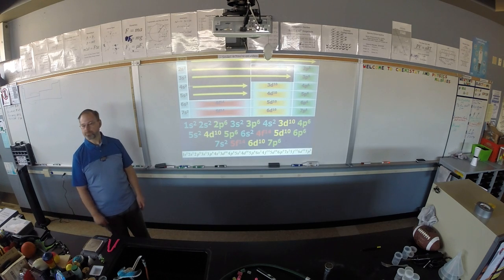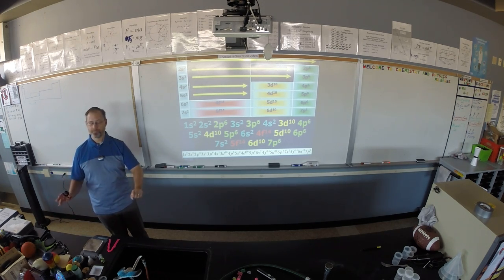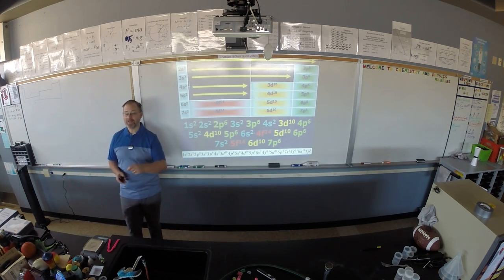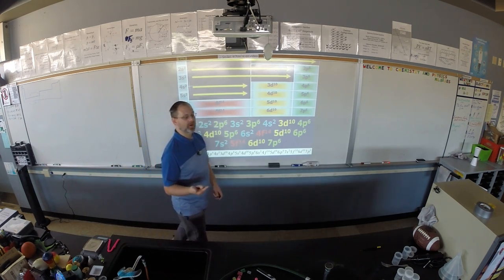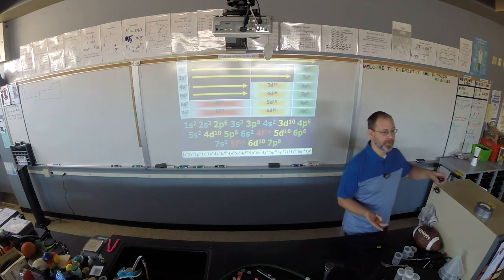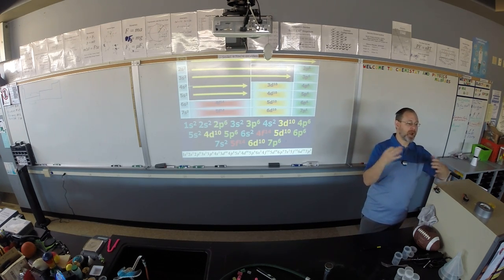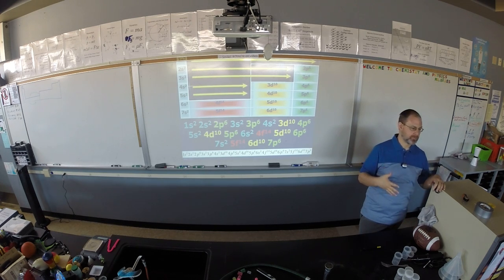Why does the d block start at 3? Great question. The question was, why does the d block start at 3? And the answer is, level 1 and level 2 are simply not high enough in energy to hold a d orbital. The lowest level that can hold a d orbital is level 3. That's why d starts at 3. Similarly, the f orbital is too high in energy to be anywhere but 4, 5, 6, and 7. So the first f is 4f.